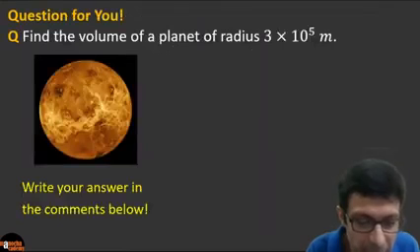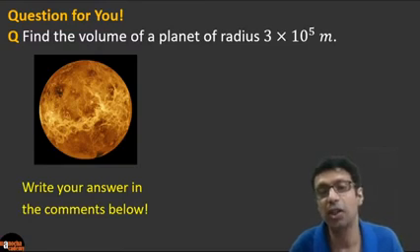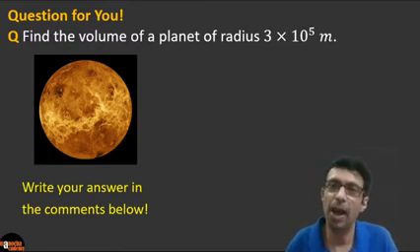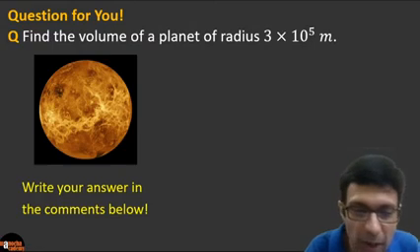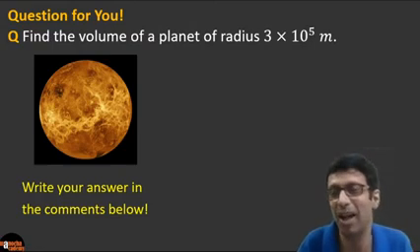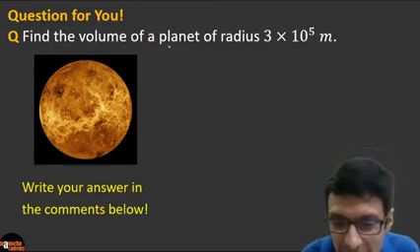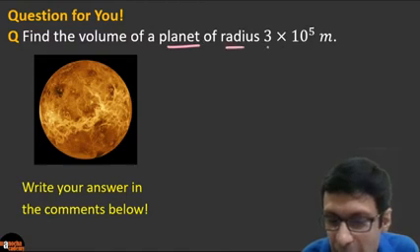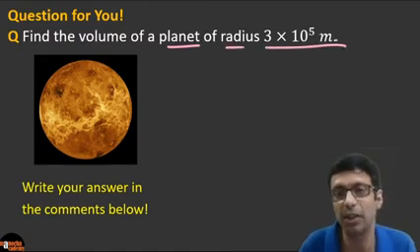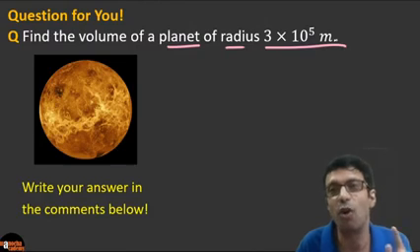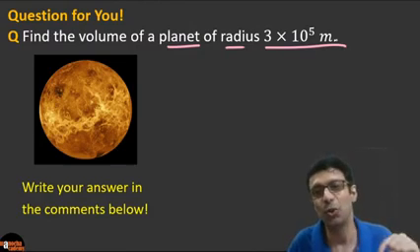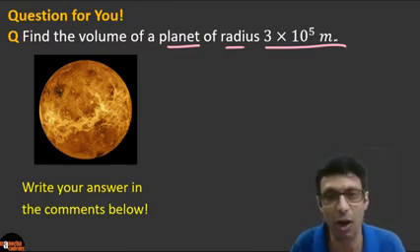All right. And I have one very interesting question for you. Let's say we have a planet of radius 3 into 10 to the power 5. Okay, I don't know if there's a planet like that. I just made up the question for you guys. So we have a planet of radius 3 into 10 to the power 5 meters. You need to find the volume of the planet for me, and do let me know your answers by putting it in the comments below.